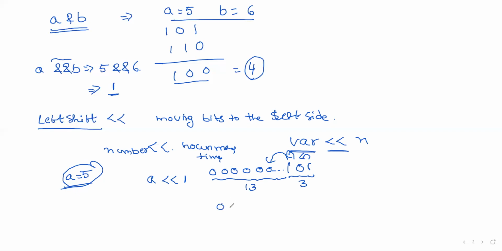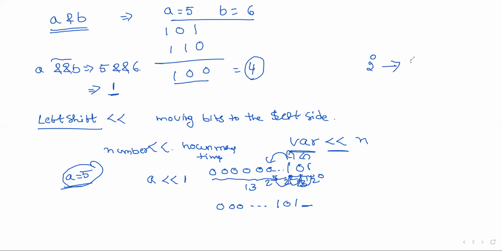Not a problem. 0, 0, 0, 0, and so on. 1, 0, 1. And this is an empty position. That is, 0th position is copied into first one. First position is copied into second. Second is copied into 3. That means in simple terms, this is the 2 power 0, 2 power 1, 2 square, 2 cube.